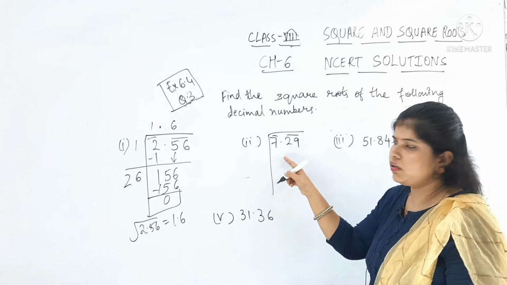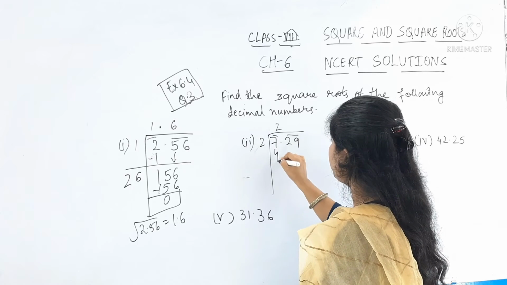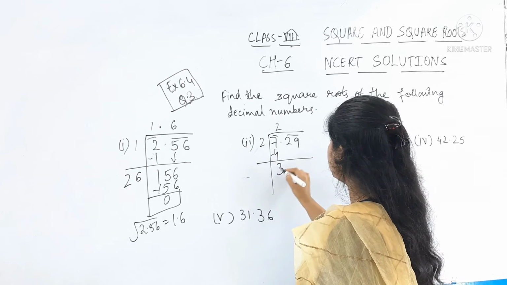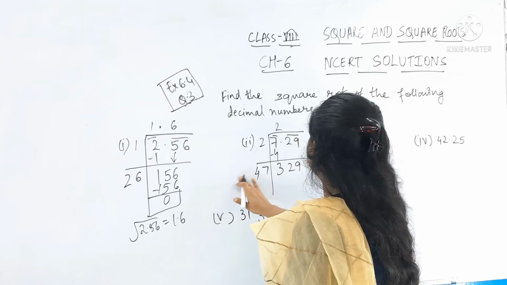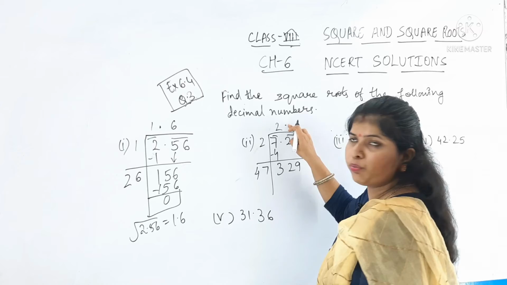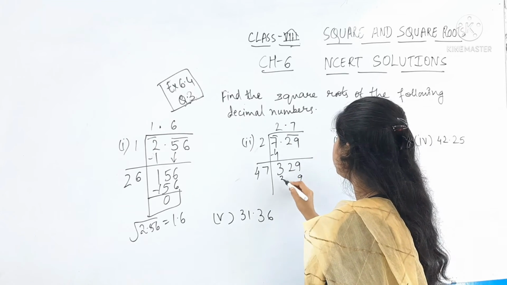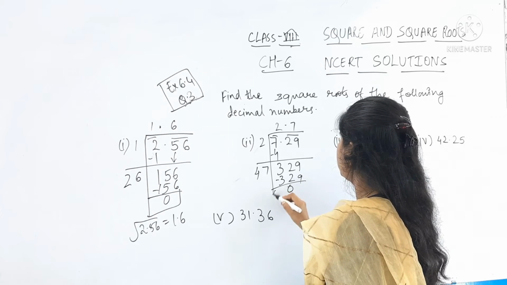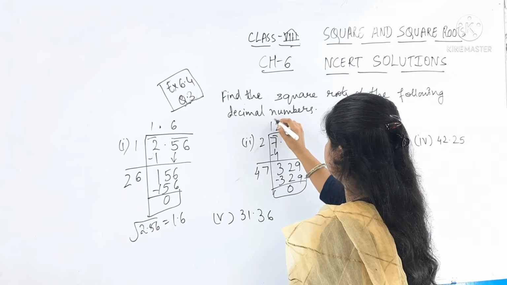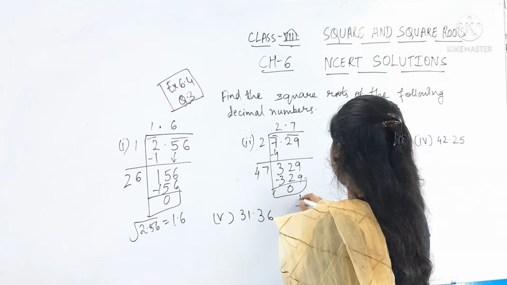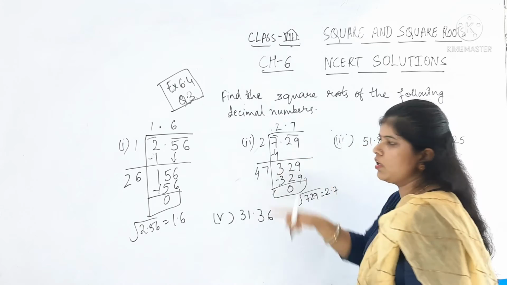Like this you have to pair. Then 3 3s are 9, 2 2s are 4, 5, 6, 7, it is 329. 2 plus 2 is 4, 7. Here we have to put the decimal. Then 7 7s are 49, 7 4s are 28, 29, 30, 31, 32. So the answer is 2.7. You can write here under root of 7.29 is equal to 2.7.